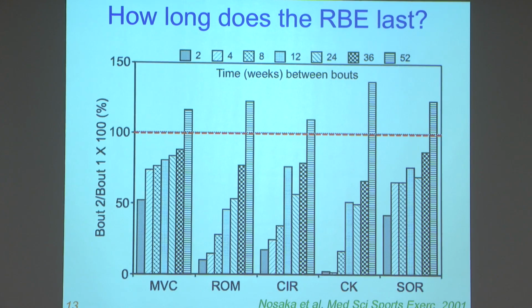How long does this kind of repeated bout effect last after just one bout of exercise? We found that repeated bout effect could last for like 6 months, or sometimes more than 9 months, but not definitely 1 year. So we have about 6-9 months to 1 year, repeated bout effect can be found.